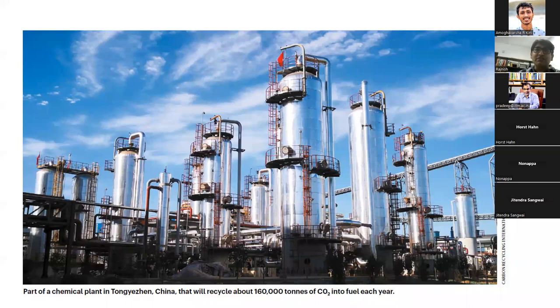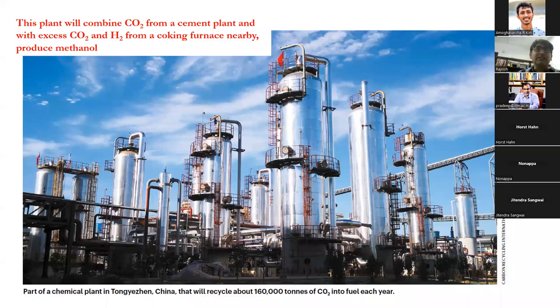So let me start with this particular image, which you see here is a chemical plant in China, which basically converts 160,000 tons of CO2 into methanol every year. So what basically it does is that it captures the CO2 from a cement plant.